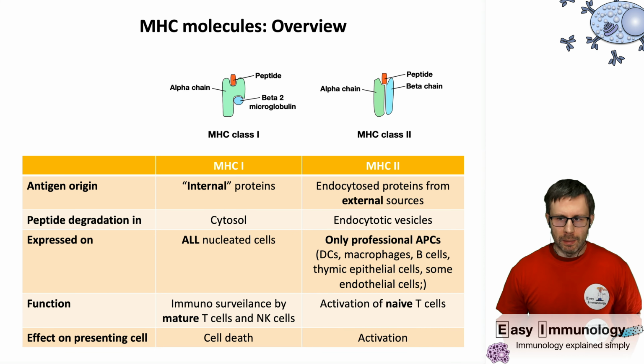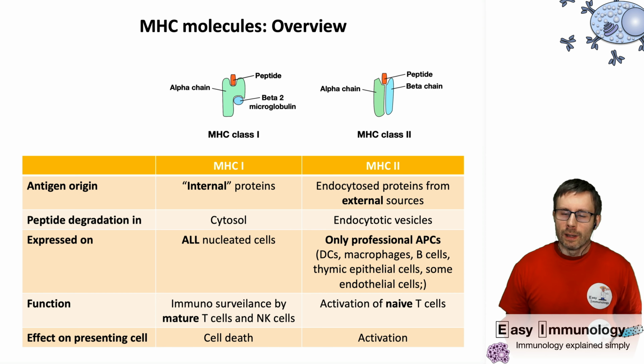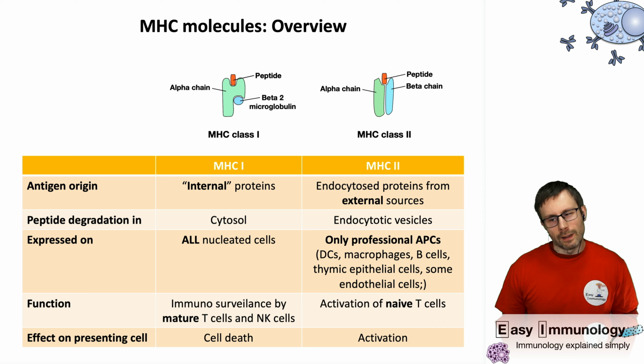So if we sum this up, the peptides presented on the MHC class II molecules are generated from proteins that the cell has taken up from its outside. The peptides are generated in this endolysosome, these endocytotic vesicles. And the MHC class II molecules are only presented on professional antigen-presenting cells. These are dendritic cells, macrophages, B cells, and some epithelial cells in the thymus and some endothelial cells, which is not so important for us.